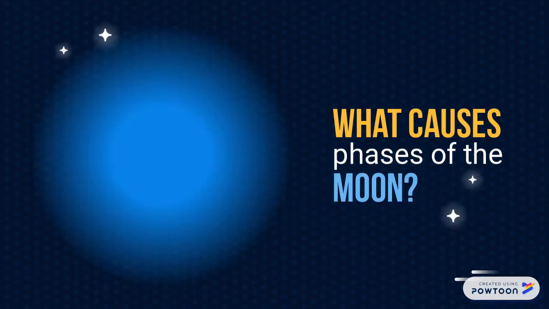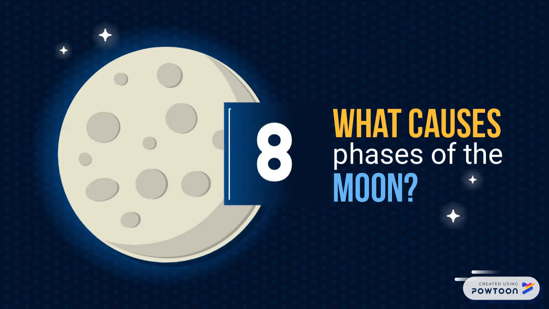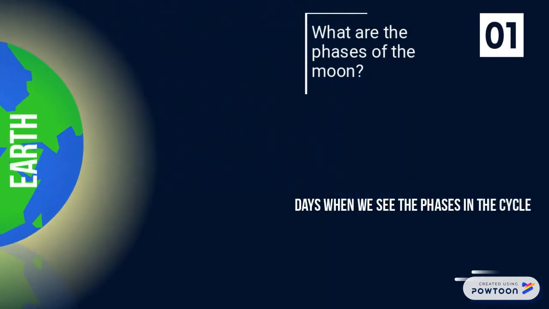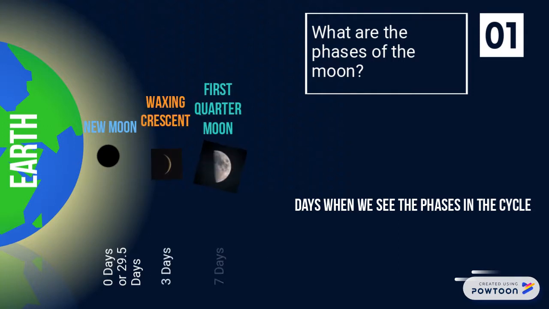Today, we are going to talk about what causes the phases of the moon. But first, we should talk about what are the 8 different phases of the moon. The moon takes 29.5 days to rotate around the Earth. What are the different phases of the moon in those rotations?